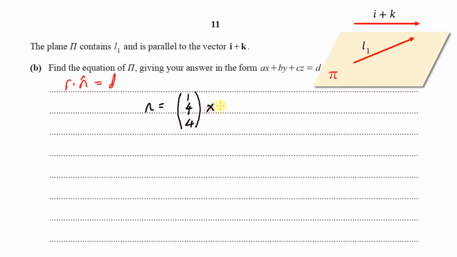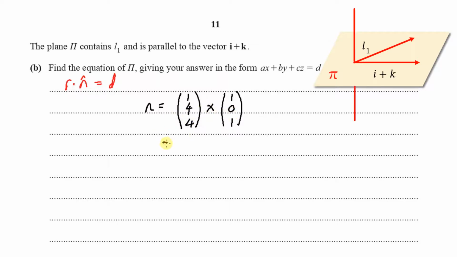and we cross that with another line on the plane, we can make use of the vector i plus k and kind of project it to the plane, so we can make use of it. So i plus k will be 1, 0, 1. So these two vectors are going to give us the normal. So let's do the cross product.